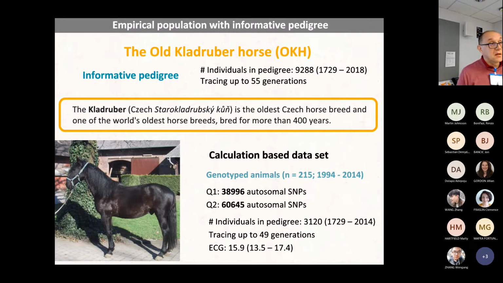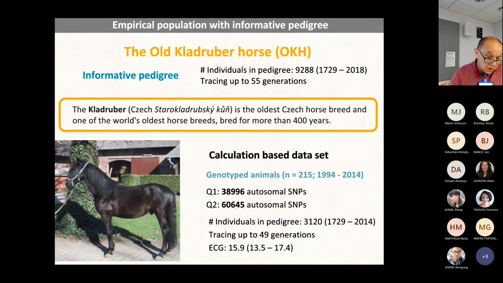Everything is more complicated. So I said, okay, if we are building the theory or looking at how the behavior is, we shouldn't take populations that are mixed. We should stay with the old Kladrub horses. Why? Because they have very nice pedigrees, and we know relatively well the real demographic history. It traces up to 49 generations, with an equivalent complete generation average of 16. So it's a very good pedigree.